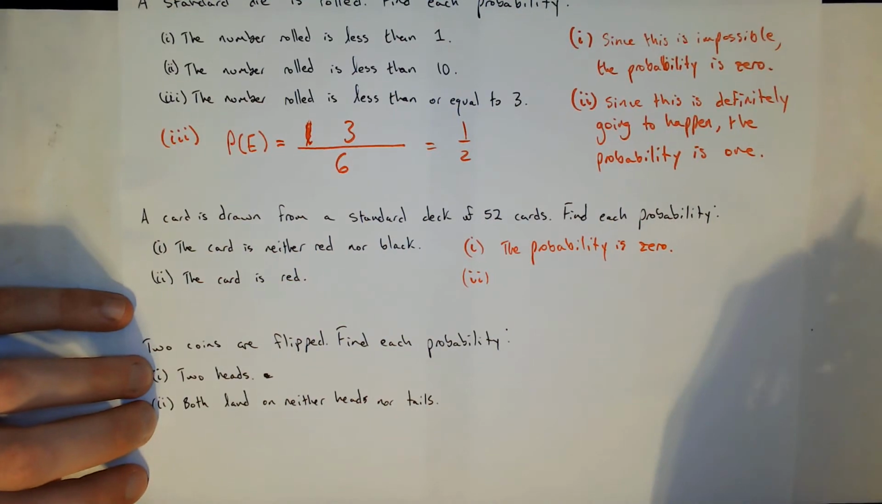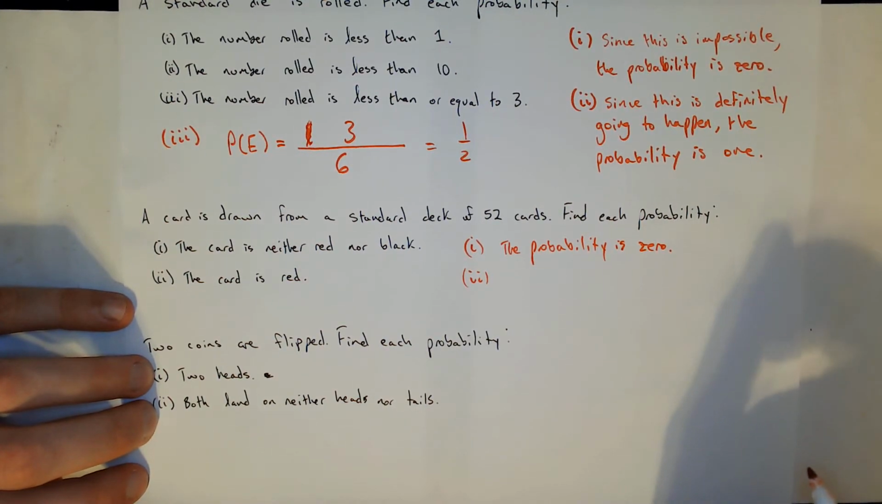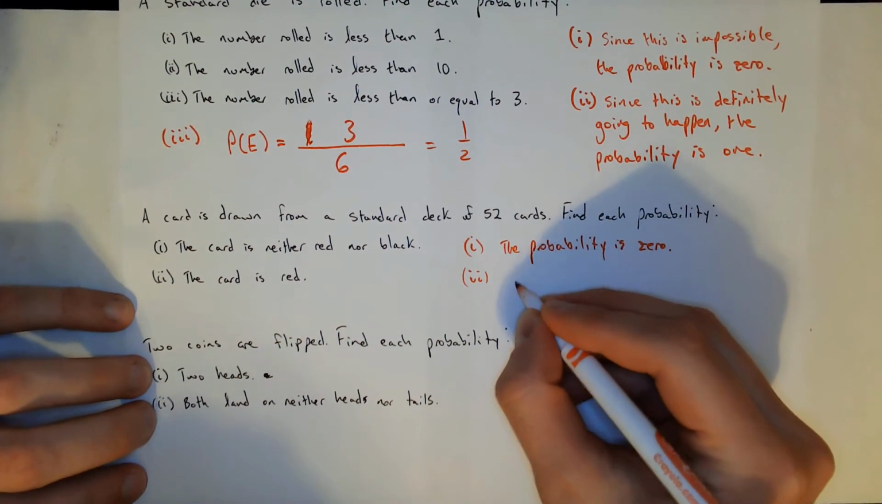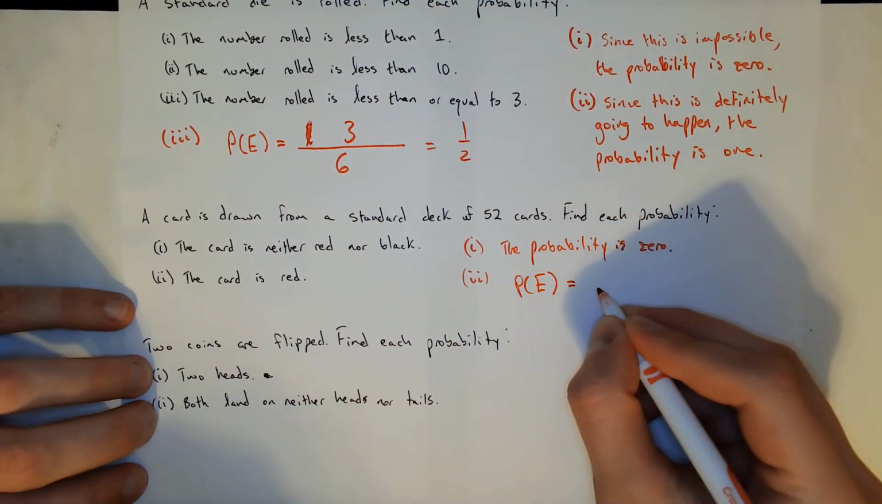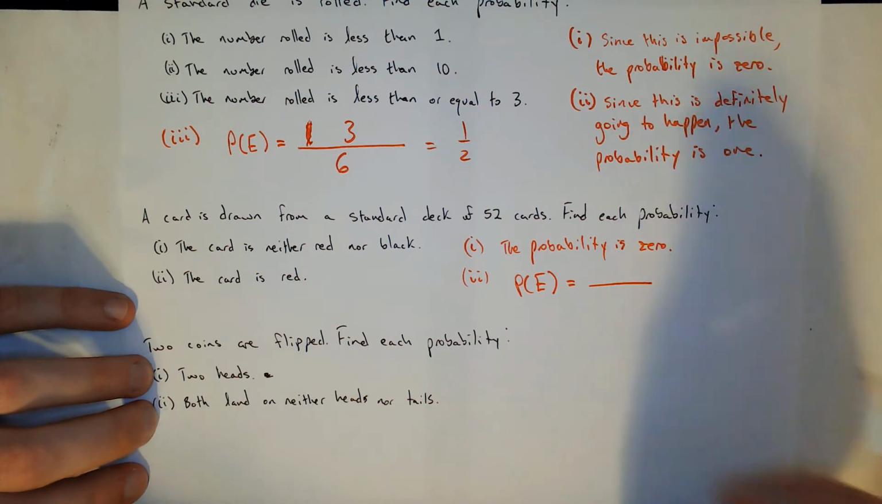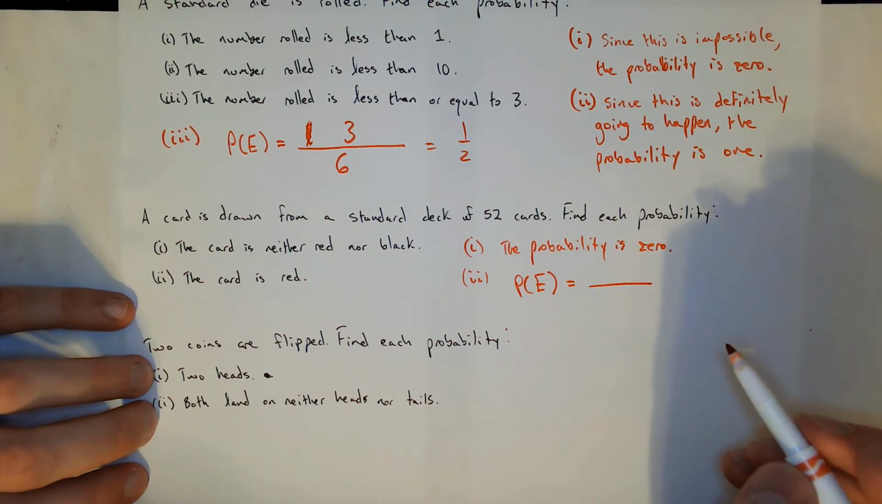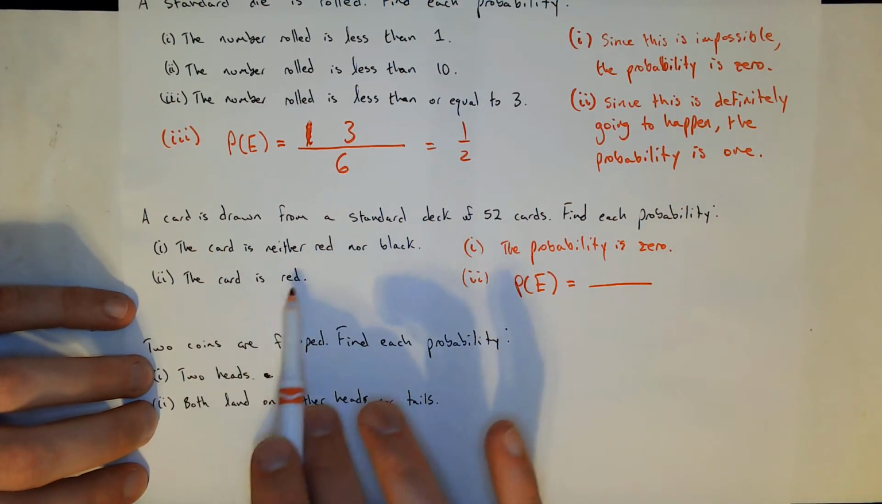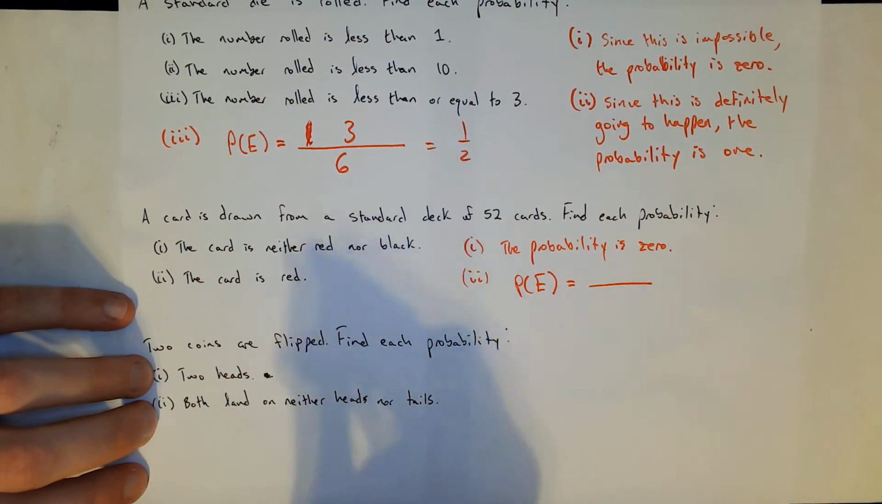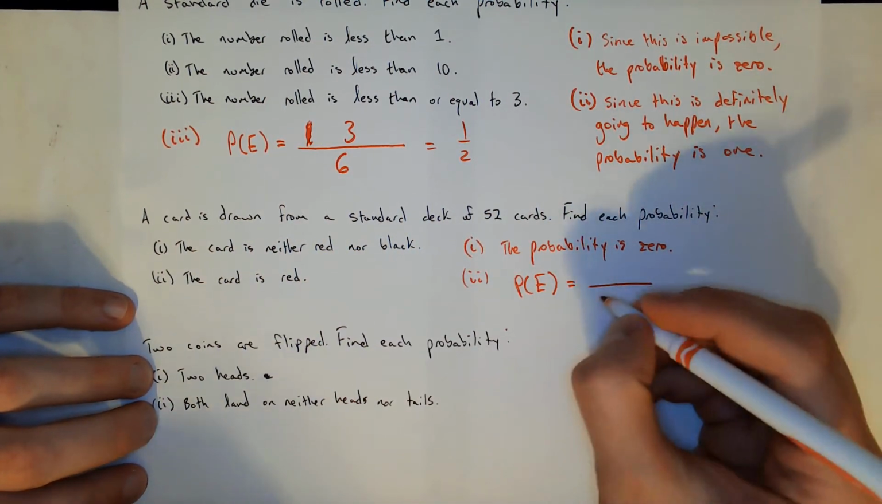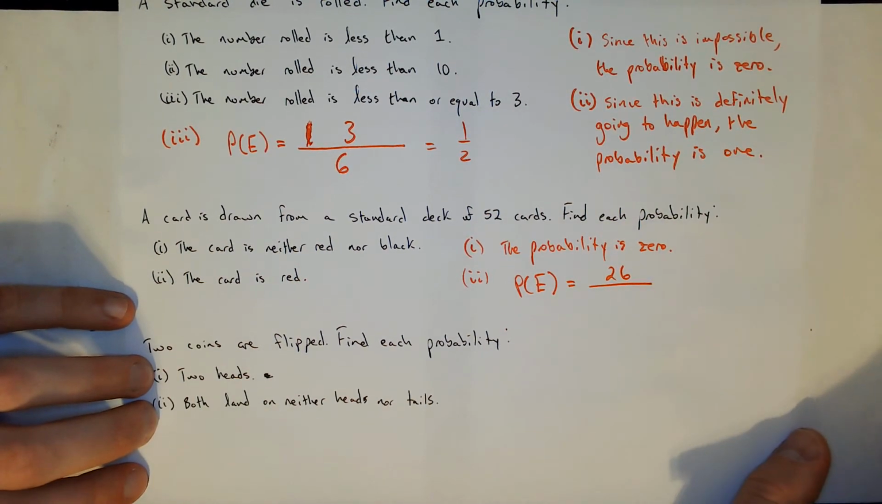What about the probability of the card being red? Well, how many of the cards are red? So I'm just going to use a generic E here again for probability of the event. When you draw a card, what's the size of the event space if you want the card to be red, or if you're measuring how likely it is for the card to be red? Well, half of them are red, so that's 26.